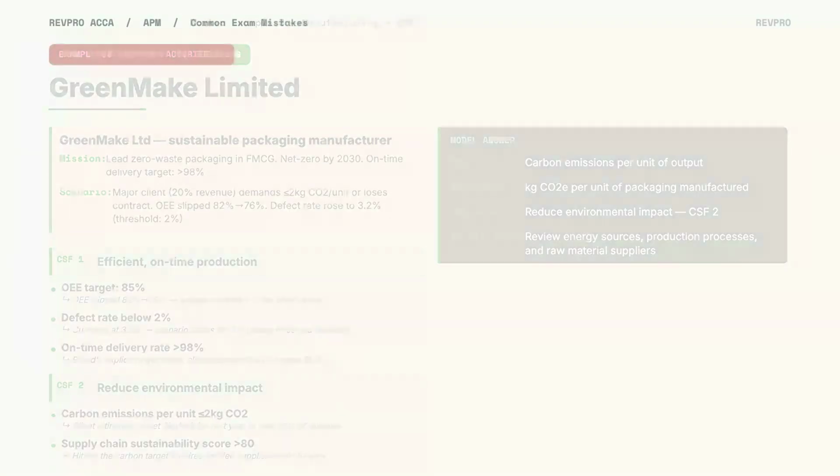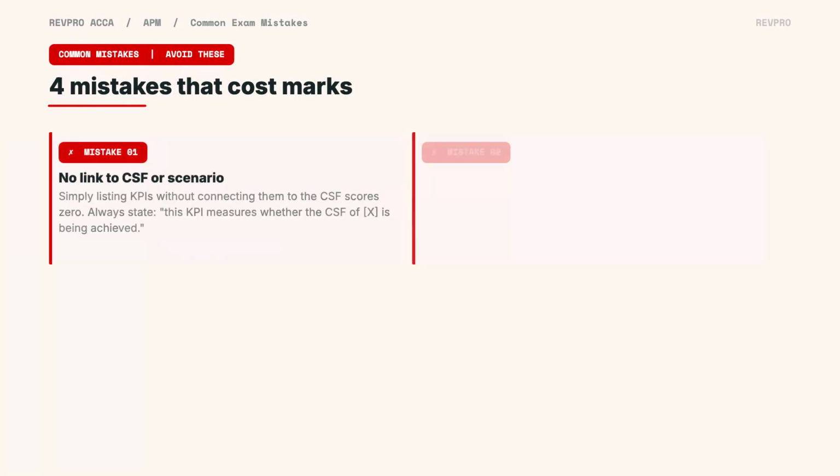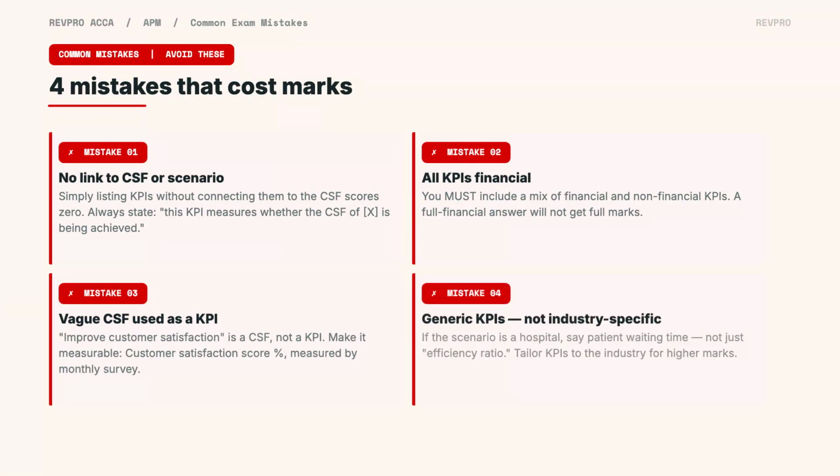Finally, 4 common mistakes to avoid. Mistake 1. Listing KPIs with no link to the CSF or scenario. The examiner wants to see the connection. Always state it explicitly. Mistake 2. All KPIs financial. You must always include a mix of financial and non-financial KPIs. Mistake 3. Vague CSFs used as KPIs. Saying improve customer satisfaction is a CSF, not a KPI. Make it measurable: customer satisfaction score percentage measured by monthly survey.